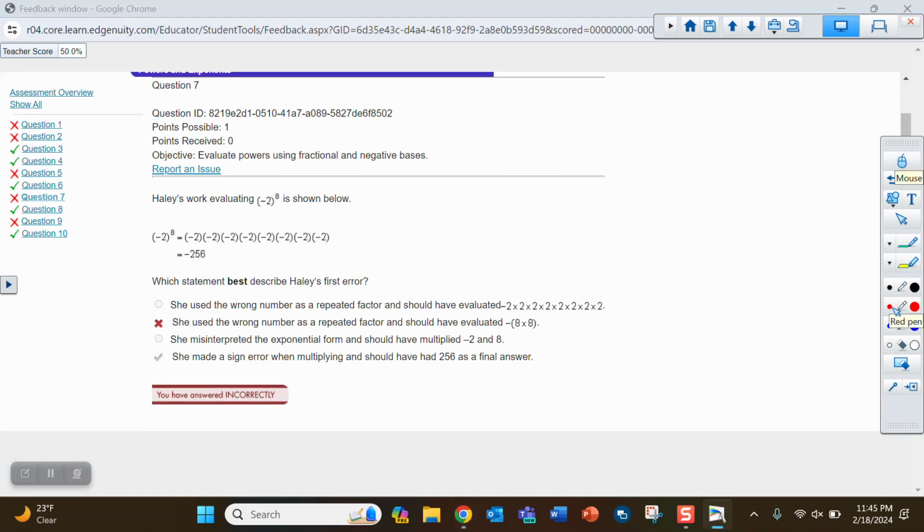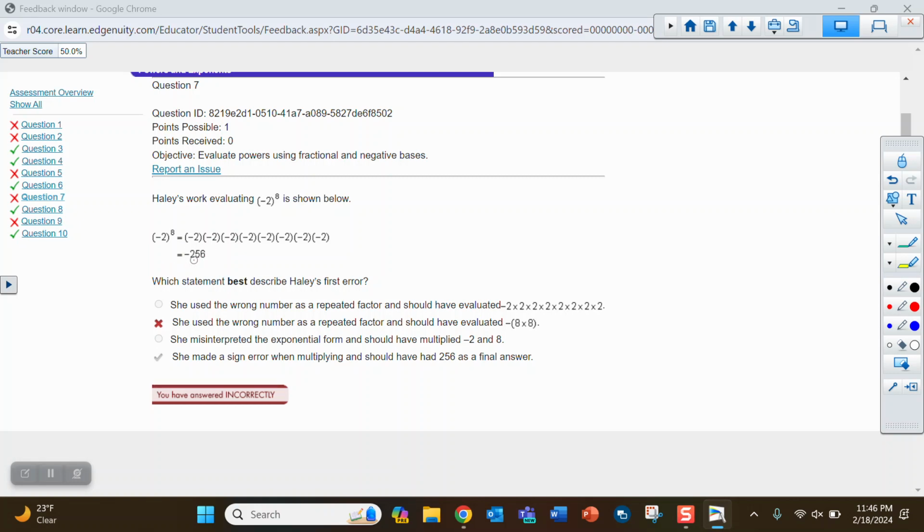Question 7 shows Haley's work and asks which statement best describes her error. So we have negative 2 being raised to the 8th power. That means we're multiplying 8 negative 2's together. There are 8, so there's not an error there. So the error is in the answer.